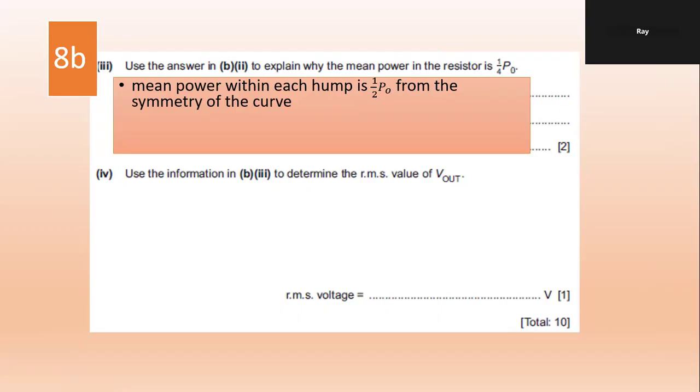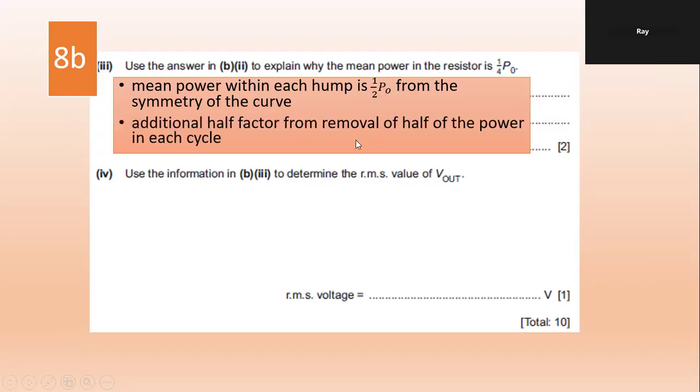Not one loop. When it's sinusoidal, you square the voltage, it comes out positive. So I have shown you that the mean power is half V naught. Another half is taken off, so it becomes a quarter. Additional half factor from removal of half the power. Another half cycle is gone, so half the power is gone, so it's a quarter. Okay?